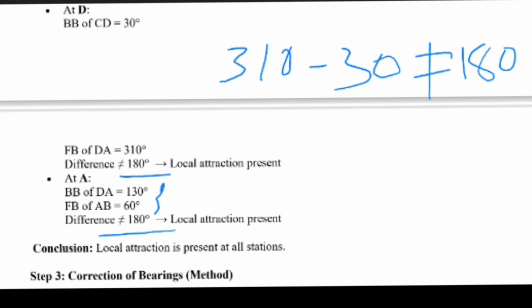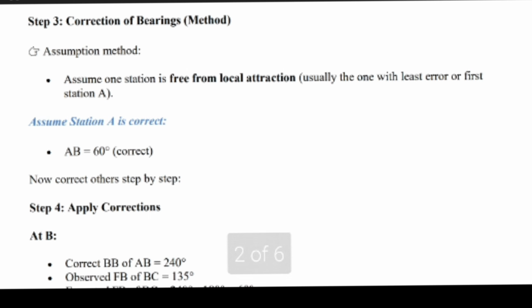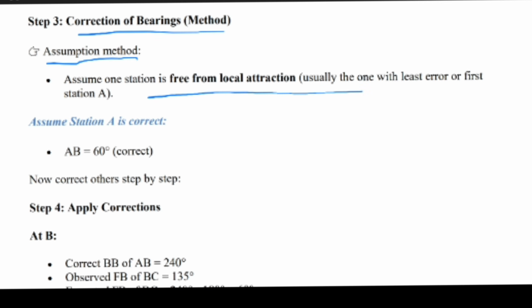So finally we conclude all the stations are affected by the local attraction. If the angle is not affected by the local attraction, then if you do the difference, you should get 180 degree. Understood this? Now we have to go for the correction step, the correction method. So you have to assume the method. Usually one station is free from local attraction, coming to the first station.